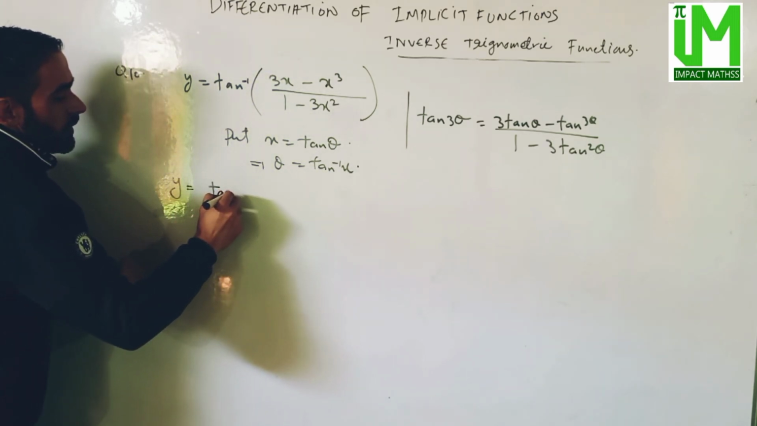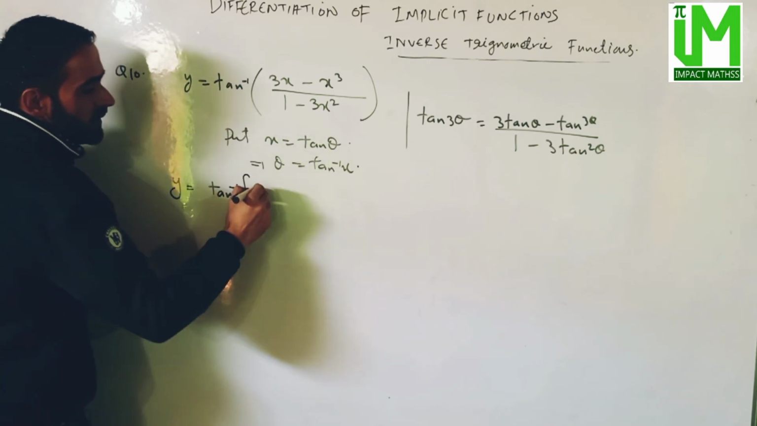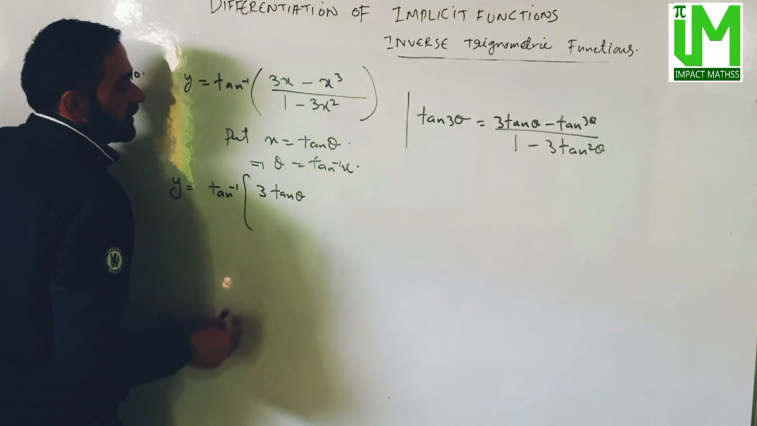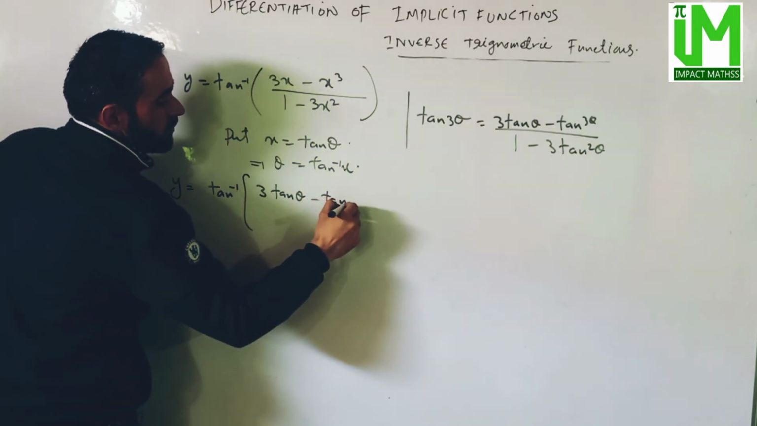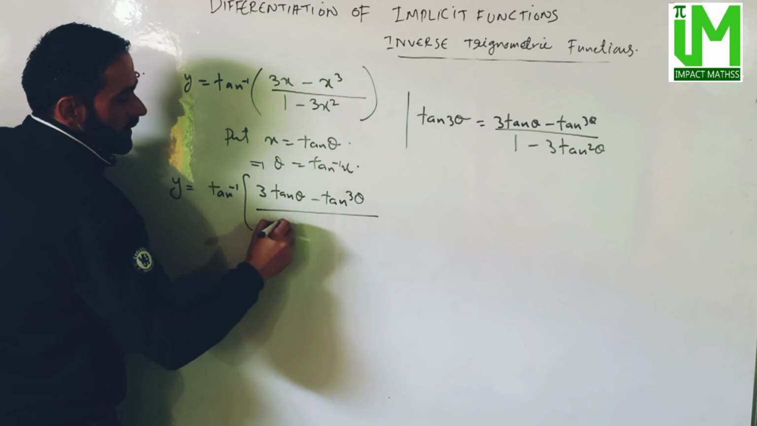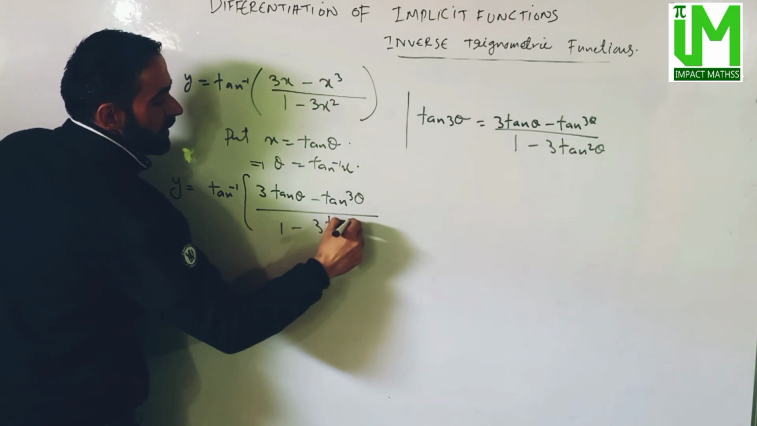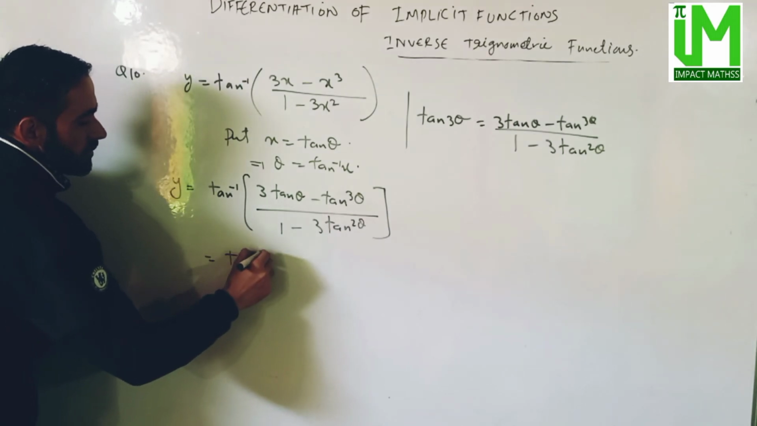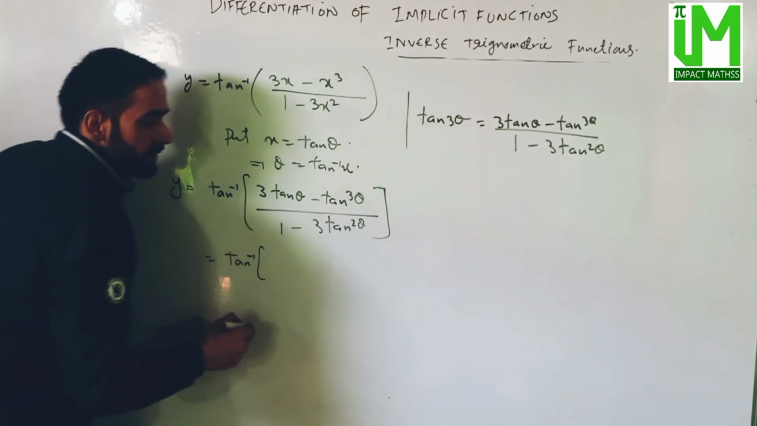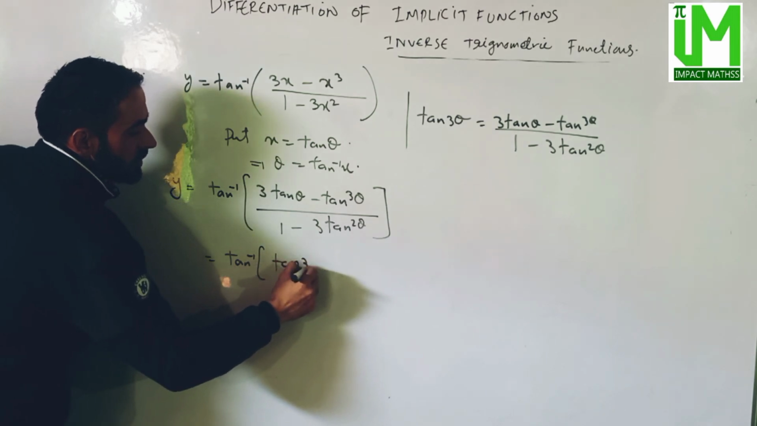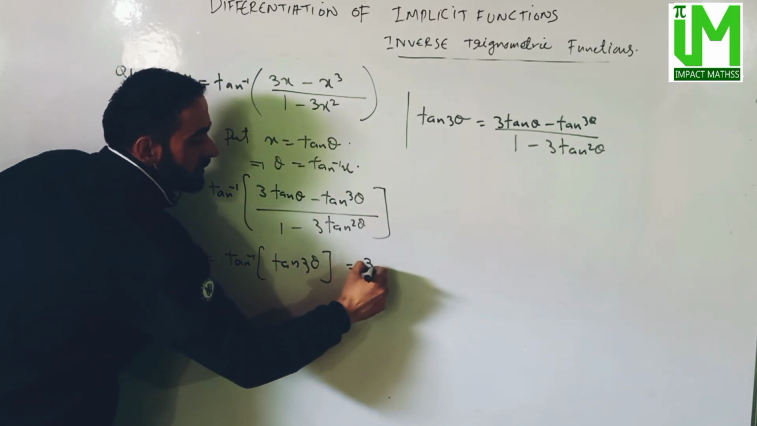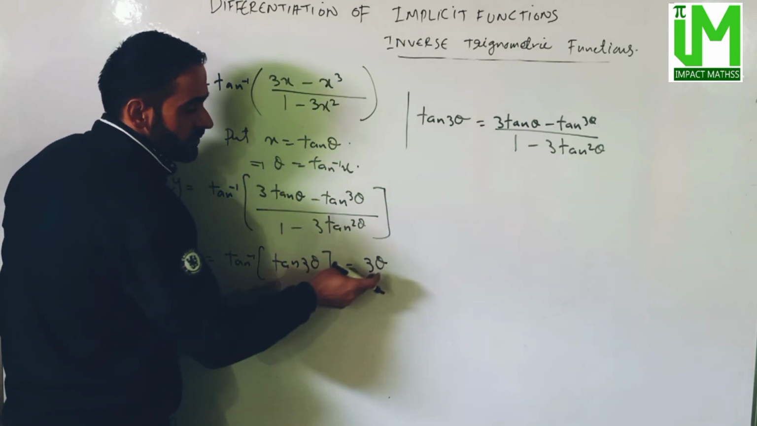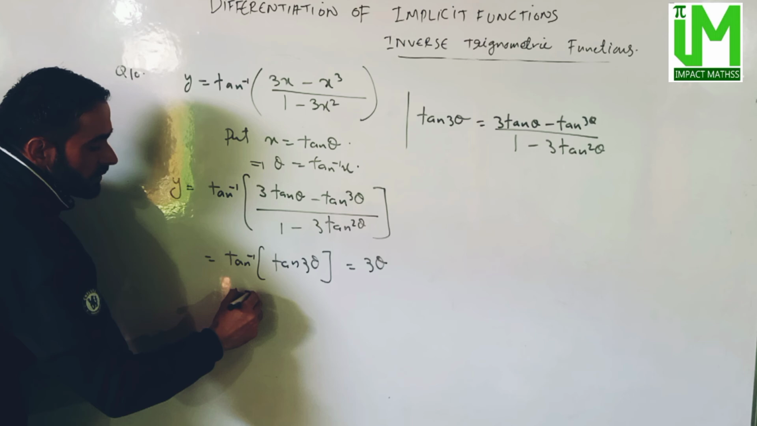So y is equal to tan inverse of 3 tan theta minus tan cube theta divided by 1 minus 3 tan square theta, which is again tan inverse, and this whole thing is equal to tan 3 theta. So this is tan inverse tan 3 theta, which is only equal to 3 theta, because tan inverse tan of x is equal to x. So y is equal to 3 theta.